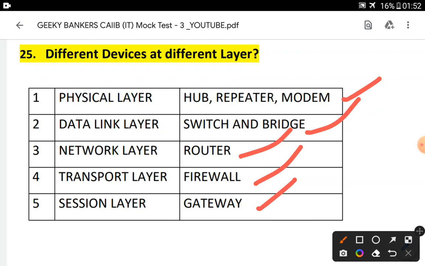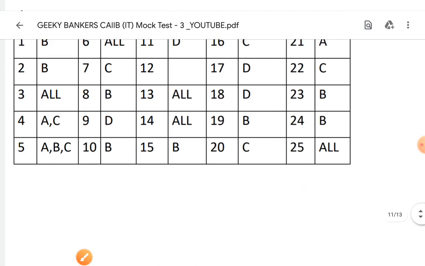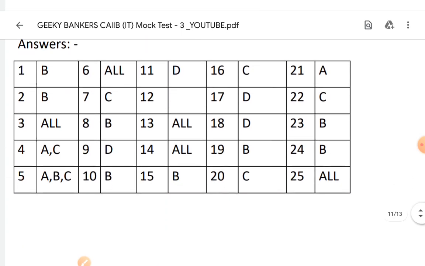So I have just named a few devices at these layers. There may be some more devices which are used on these layers. But a question can be asked such as, router is used at which layer? Then we will say at the network layer. Okay. So this is the answer to all these questions.